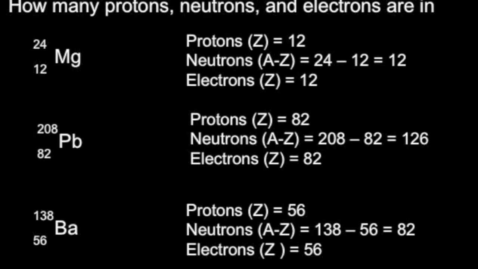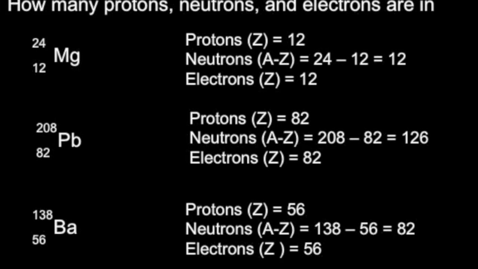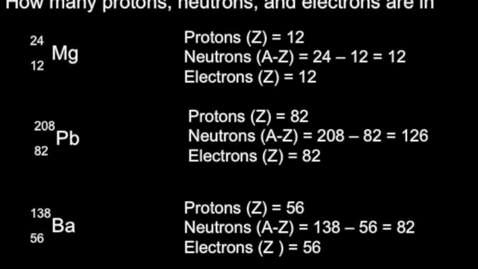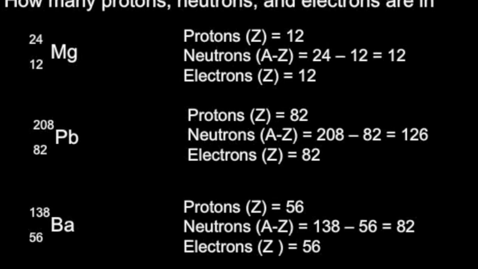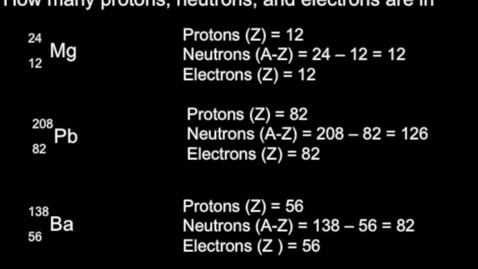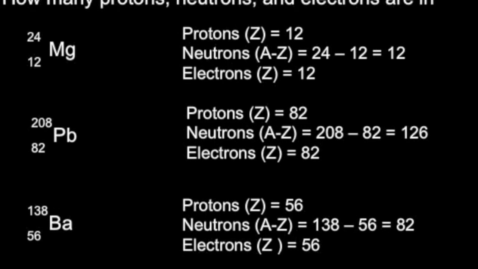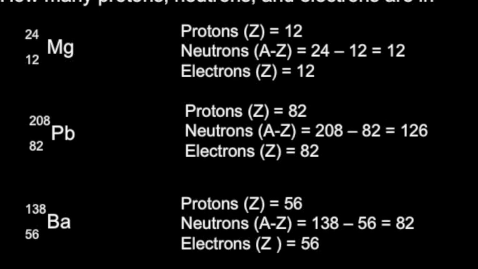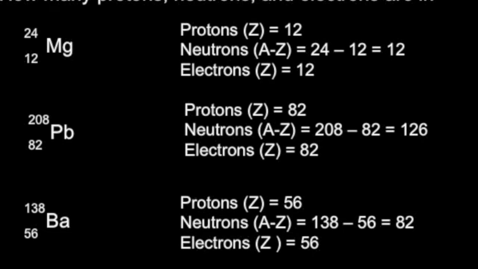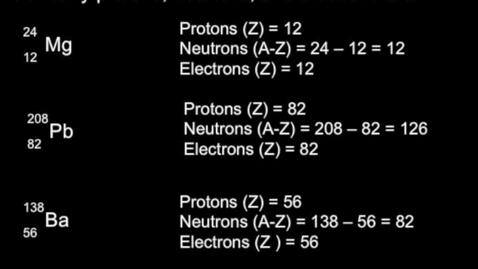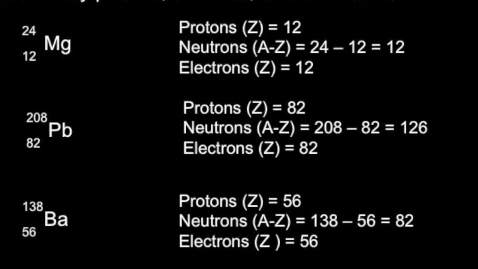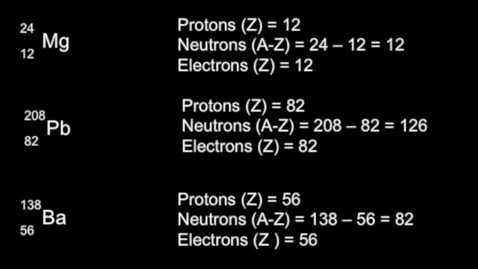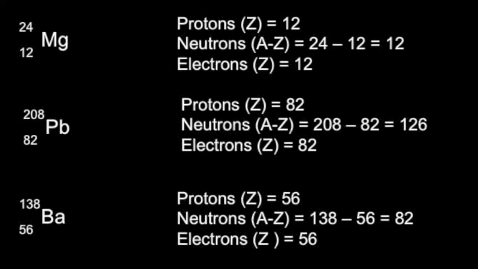Again, if we look at lead-208, it has a mass number of 208 and a proton number of 82, so the number of protons is 82. The number of neutrons would be the mass number, 208, minus the number of protons, 82, to give us 126. Again, we have a neutral atom, so our electrons would be 82. And we can carry out that same process for barium here at the bottom. From just this information, the number of protons and the mass number, we can calculate all of those subatomic species.